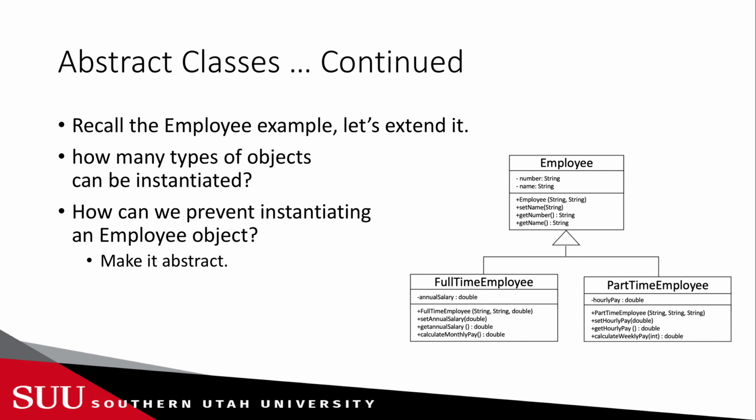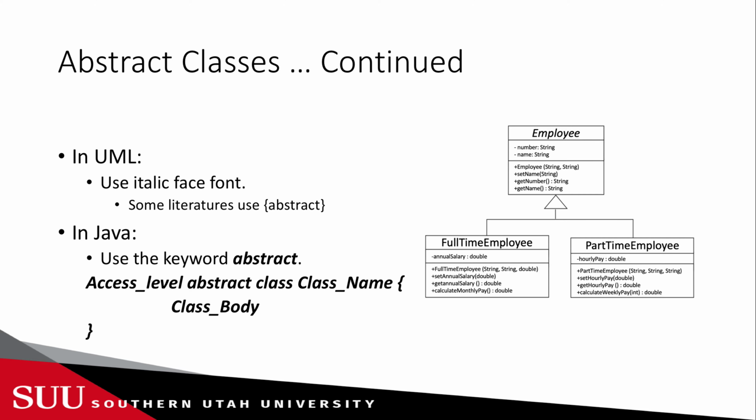Now recall this employee example. So now in this specific example, I can create three types of objects: employee object, full-time employee object, part-time employee object. If we want to prevent instantiating just an employee, so I want my system to only be able to instantiate a full-time employee or part-time employee. This is what my application will be capable of. I don't want anything that's just called employee. We need to make the employee class an abstract class. And this is achieved by just using the keyword abstract.